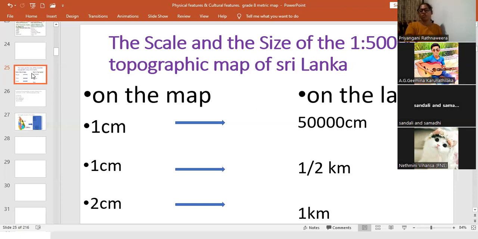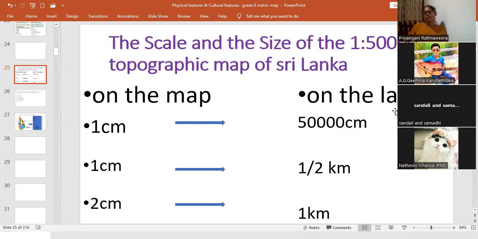So to write the answer for that question, you should know about the scale. The scale and size of the 1 to 50,000 topographic maps. 1 centimeter represents 50,000 centimeters on land. Can you understand it? 1 to 50,000. 1 centimeter on the map represents 50,000 centimeters.